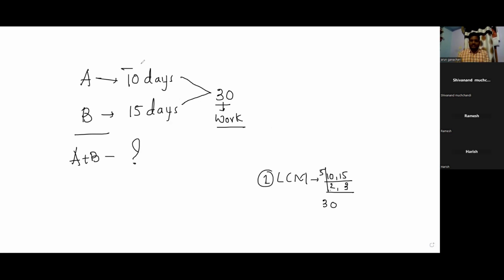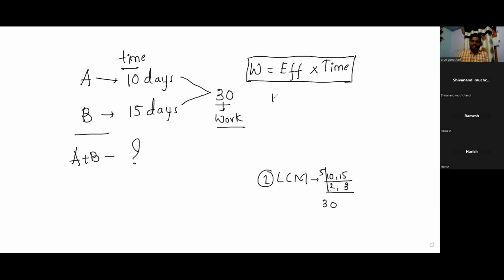Now these days we'll take as time, because days is a measurement of time. So we have the formula work is equal to efficiency into time. We have work, we have time. How will you find efficiency? From the formula, efficiency is equal to work divided by time.